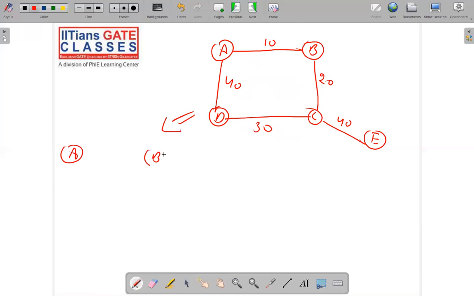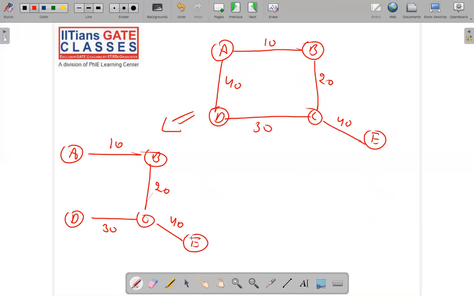The minimum spanning tree will look like this: 10, 20, 30, and 40. Now, if you try to create one more minimum spanning tree out of this, it won't be possible, a spanning tree where the weights are less than this one.